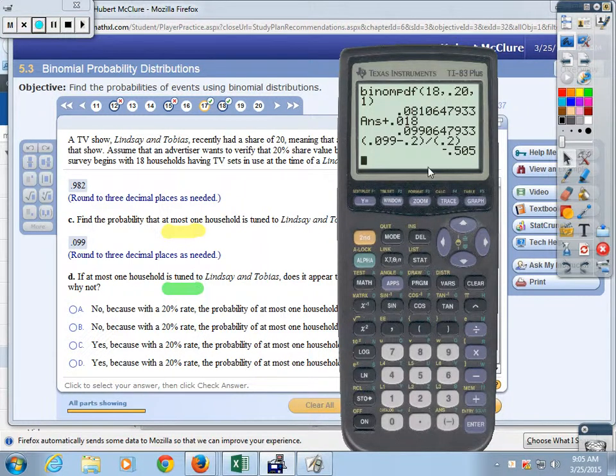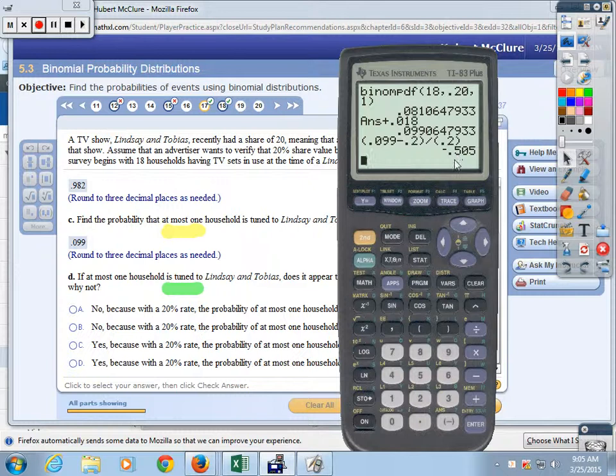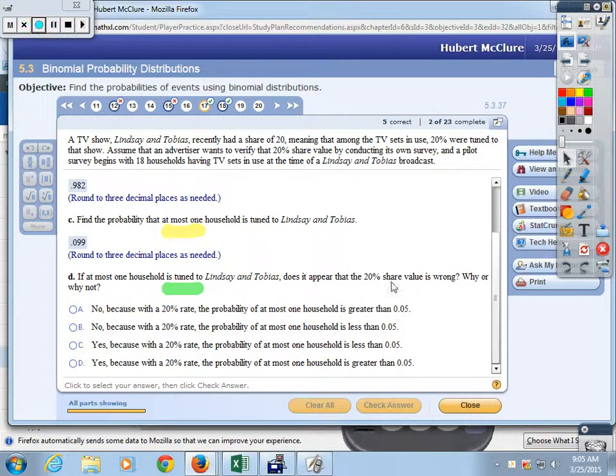Now, why do you have to check to see how wrong it is? Well, what is your indicator that says that something is wrong? 5%. So we got 51%. So the 20% is wrong. You would say yes, the 20% rate is wrong because it's more than 5%. That would be my answer.